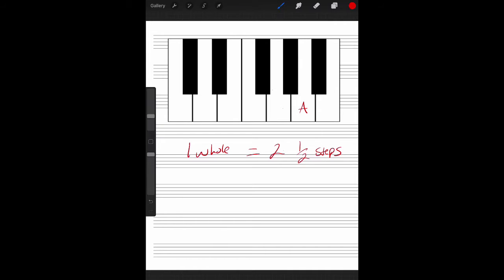We'll go to A, and we want to go a whole step below A. So we're going to go down one whole step. So if we went a half step below, that would be A flat, and we want to go another half step to G. So A to G is a whole step relationship.